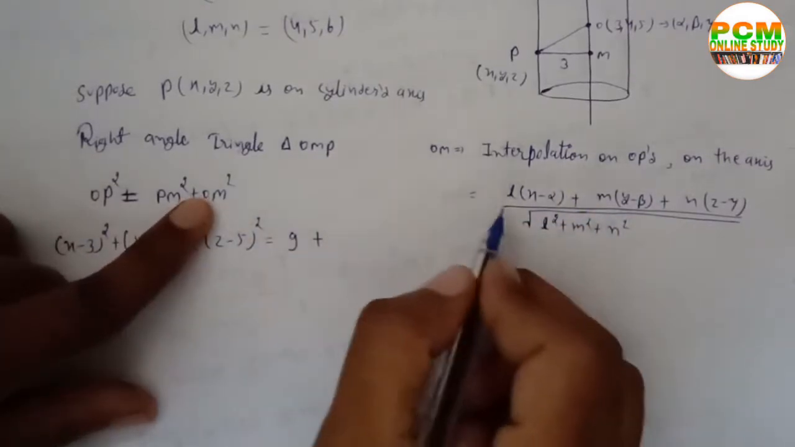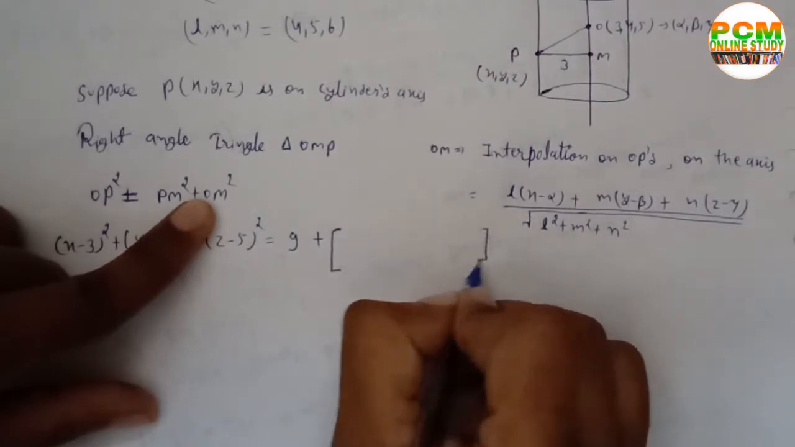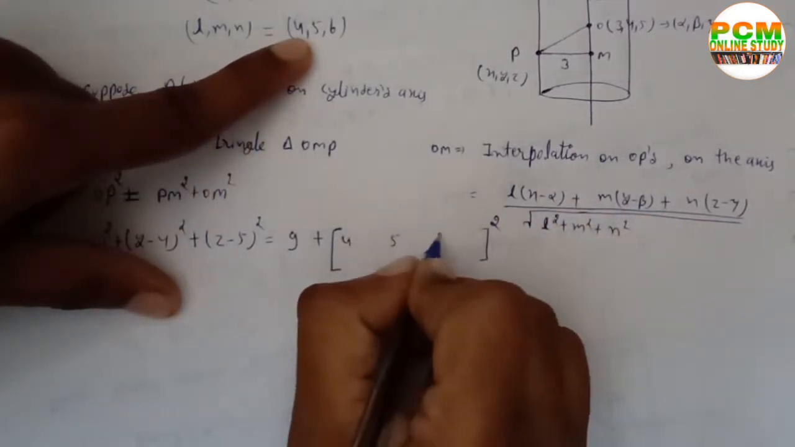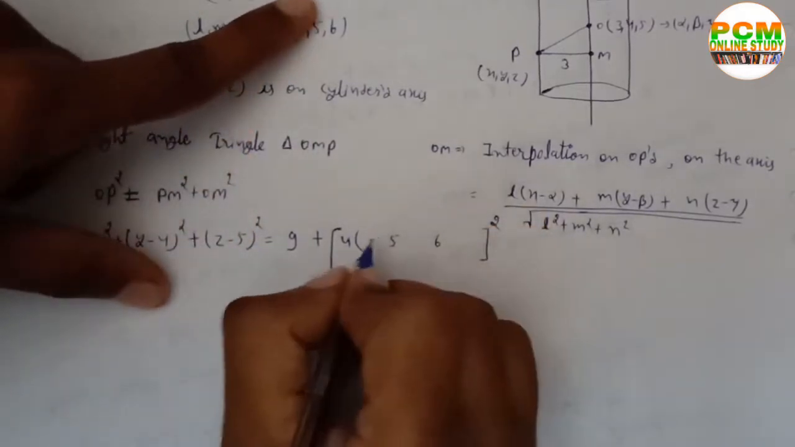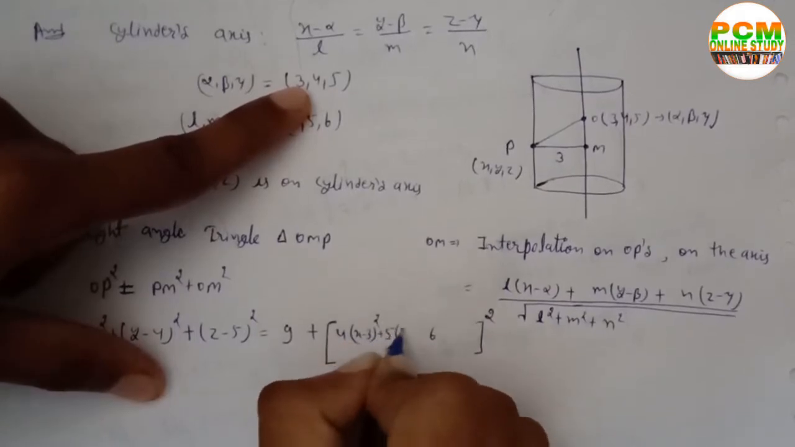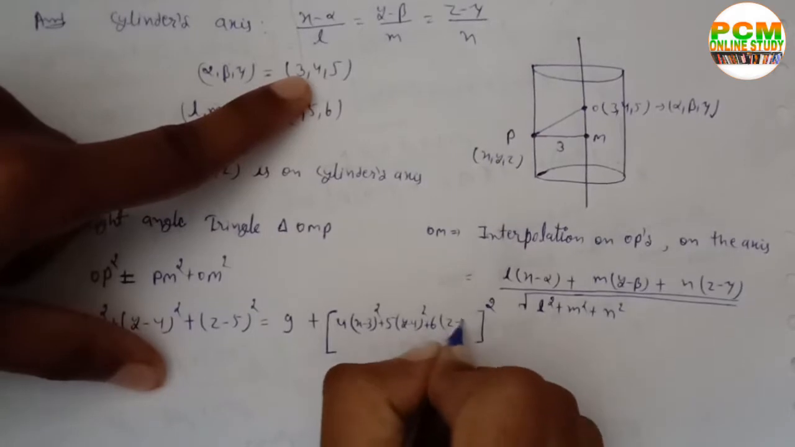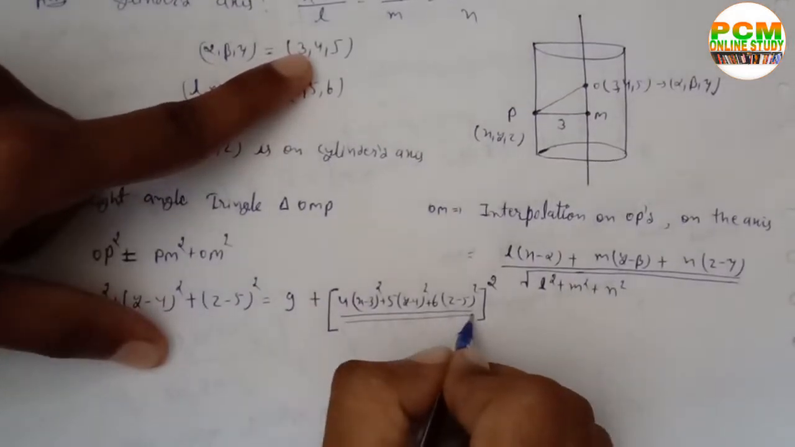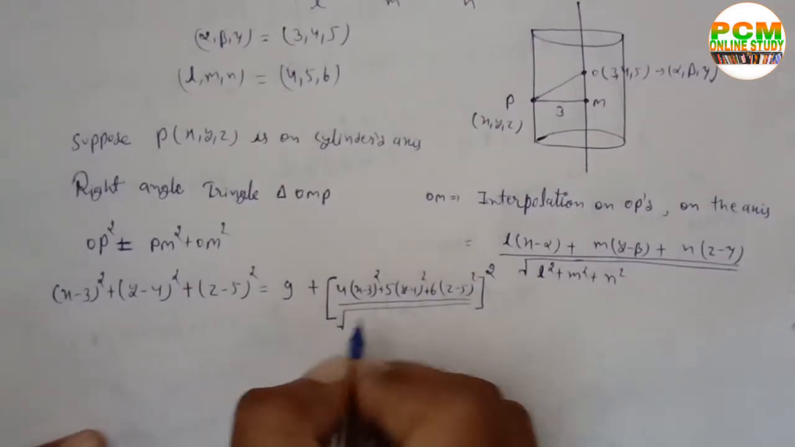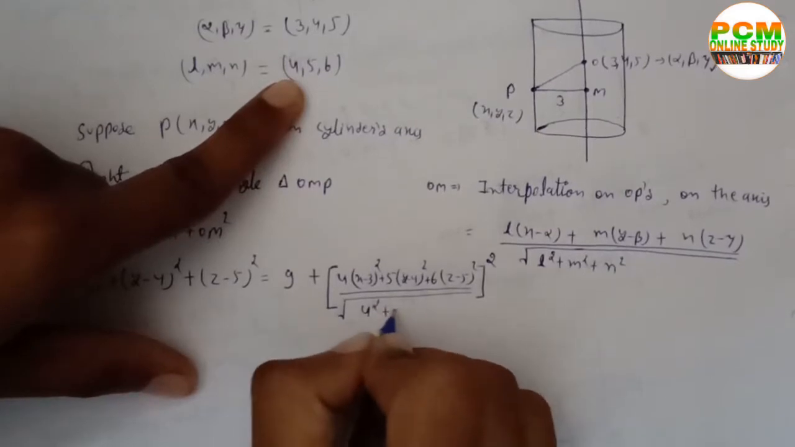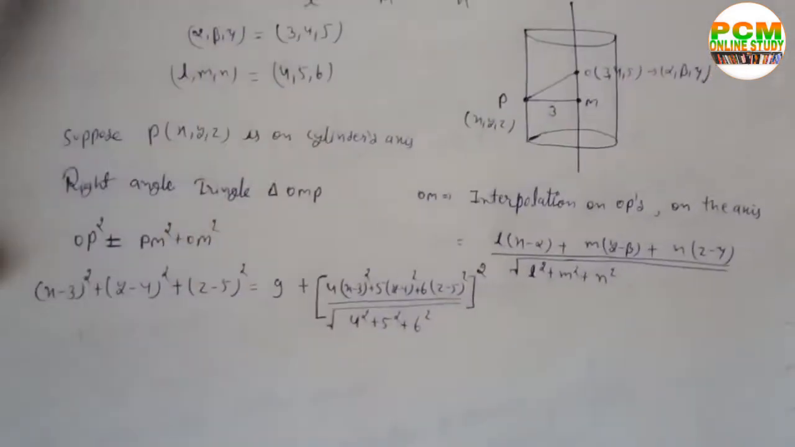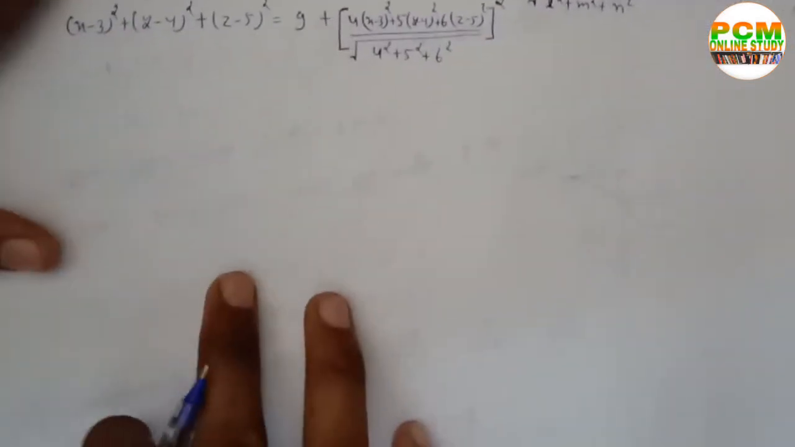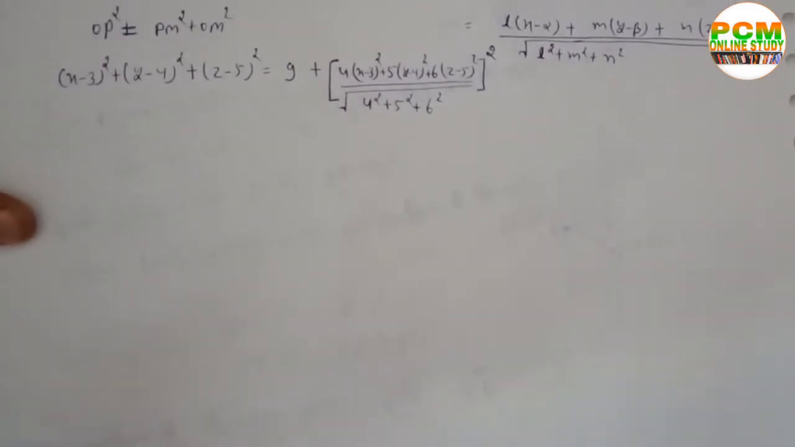Now put in the values of alpha, beta, gamma and l, m, n, which are 4, 5 and 6. So it is 4(x minus 3) plus 5(y minus 4) plus 6(z minus 5), upon the square root of 4 square plus 5 square plus 6 square. Now open these brackets using the formula (a minus b) whole square.